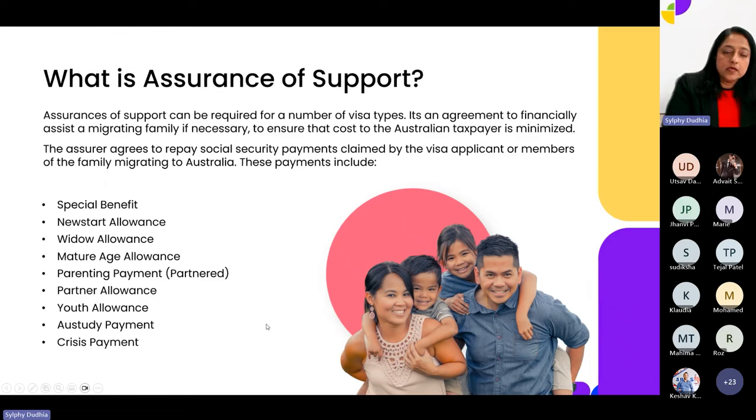Now, what is assurance of support? Assurance of support can be required for a number of visas, especially for all the parent visas. Now, these payments include special benefit, new start and widow allowances, mature age allowance, parenting payment, partner and youth allowance, or study payment.